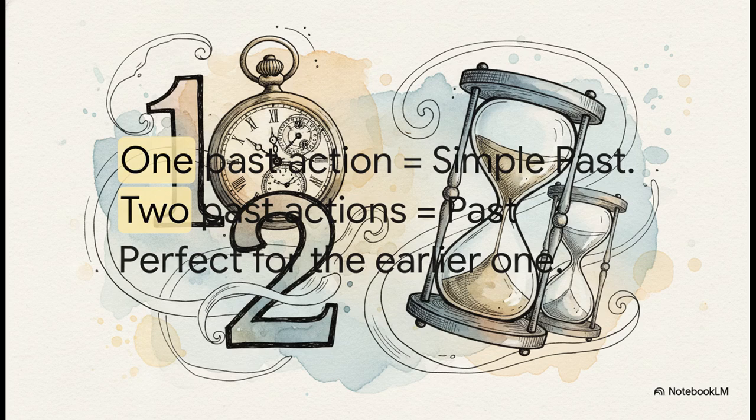Okay, if you take literally nothing else away from this explainer, remember this. The golden rule of 2. 1 finished past action, stick to the simple past. 2 past actions, you use the past perfect for the earlier event and the simple past for the later one. It's that simple. This one rule completely solves almost all the grammar headaches surrounding this topic. Master this, and you've basically mastered the storyteller's secret.